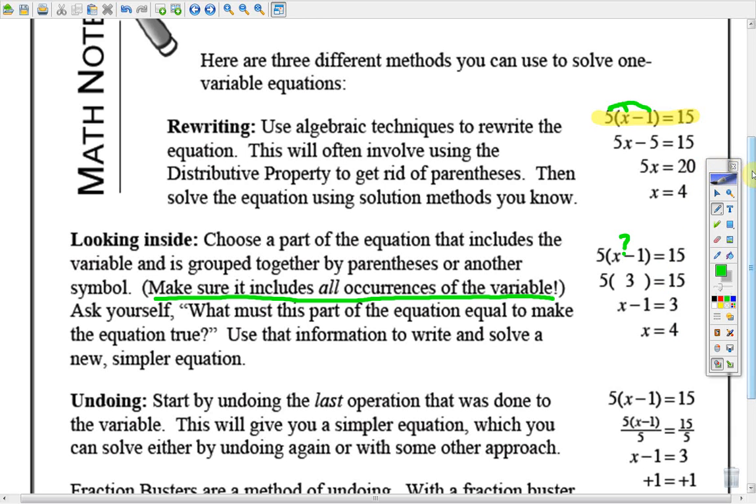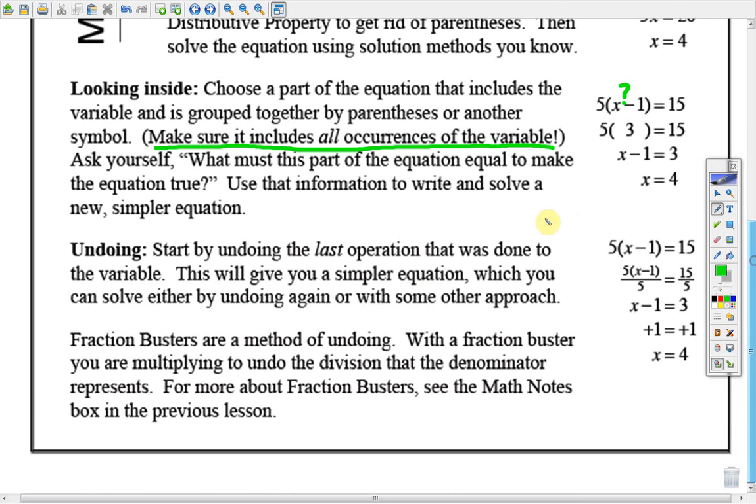Great. Last one we're going to talk about is the undoing. This is sort of the most traditional and a highly effective way of solving an equation. You start by undoing the last operation that was done to the variable. This will give you a simpler equation, which you can solve either by undoing again or with some other approach. Fraction busters are a method of undoing. With the fraction busters, you're multiplying to undo the division that the denominator represents. That's what we did in the last video. And like I said, we already watched that in the last video.